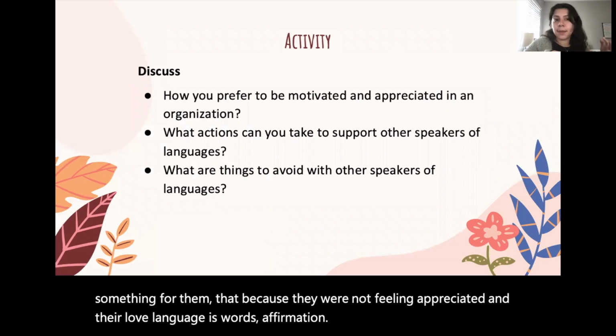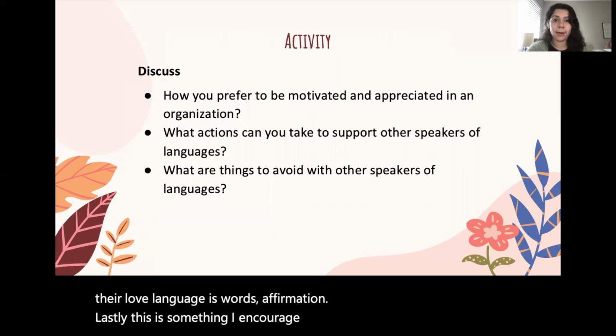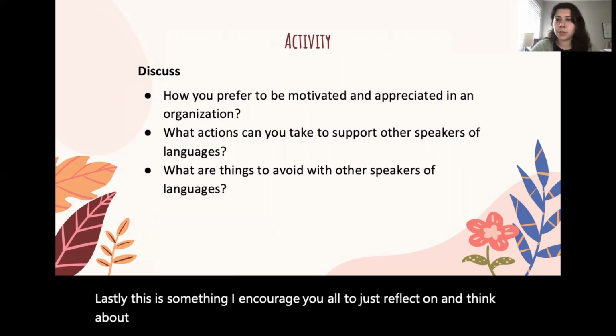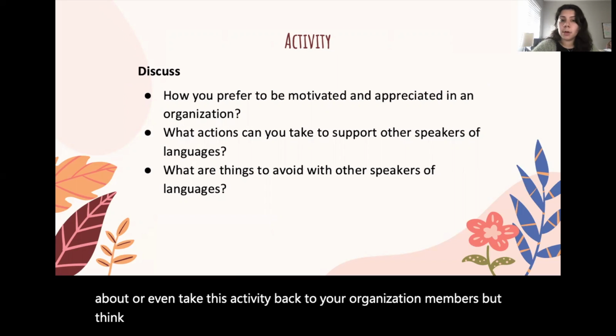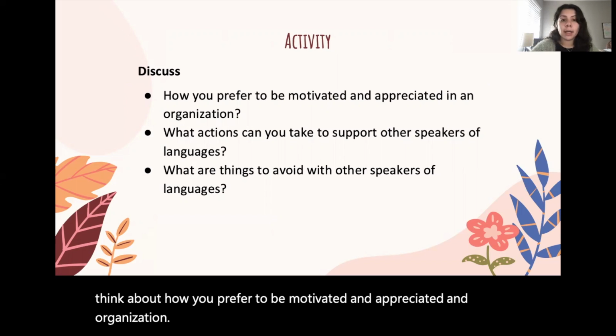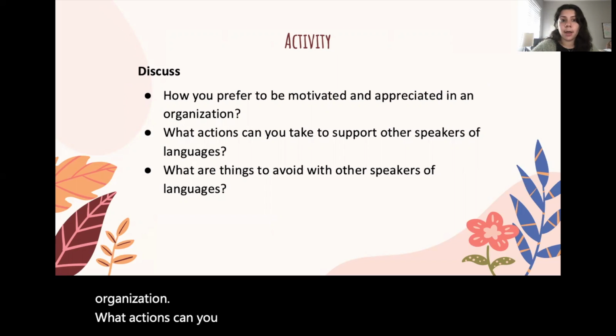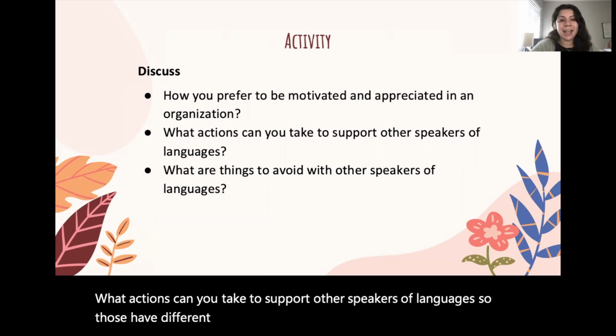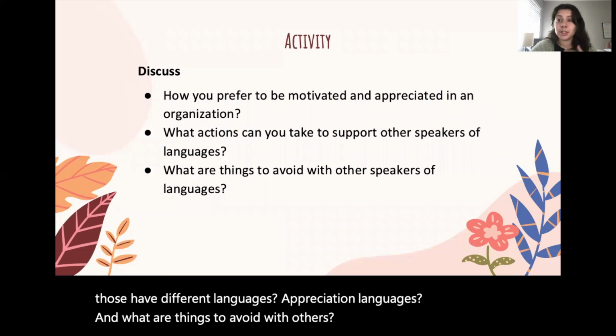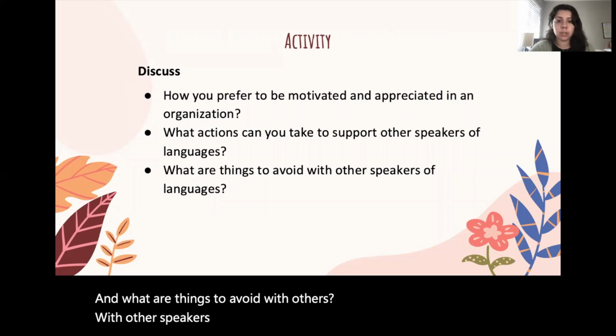Lastly, this is something I encourage you all to reflect on and think about, or even take this activity back to your organization members. Think about how you prefer to be motivated and appreciated in an organization. What actions can you take to support speakers of other languages, those who have different appreciation languages? And what are things to avoid with speakers of different languages of appreciation?